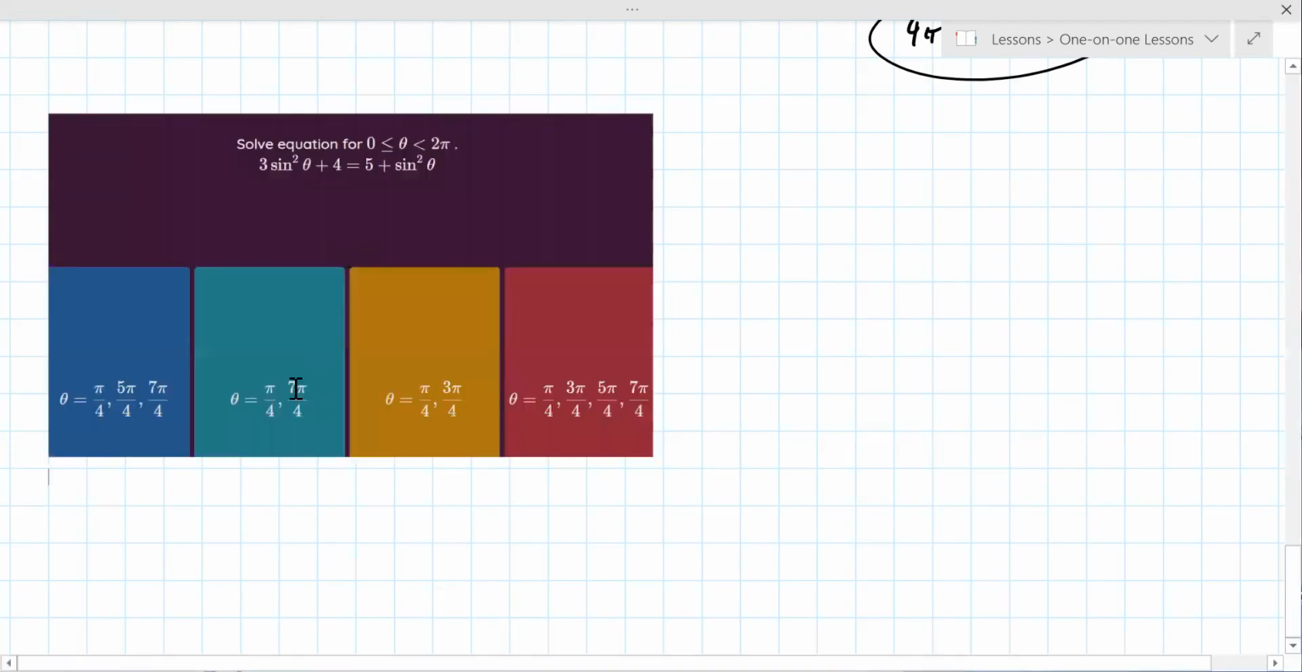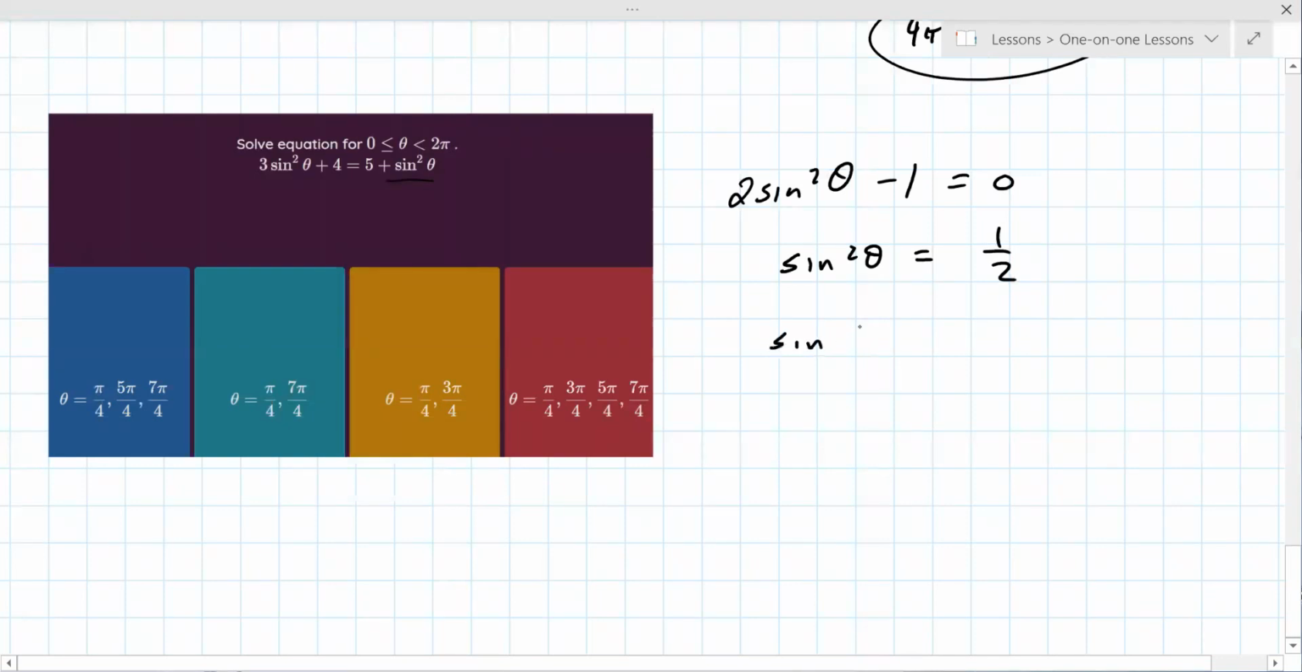All right, so this one is more complicated than the previous ones. It's kind of like the first one we did. You want to get the sine squareds on the left and the numbers on the right. So there's one sine square on the right, but 3 on the left. So that means 2 sine squared theta. And then you get 5 here, so you subtract 5 to get 2 sine squared theta minus 1 equals 0. Set sine squared theta equal to 1/2.